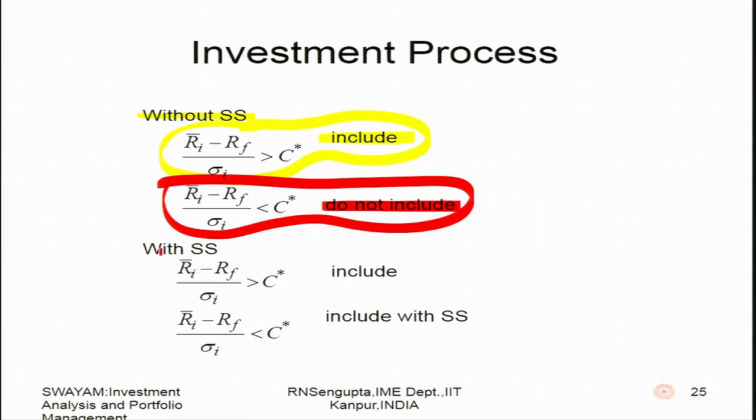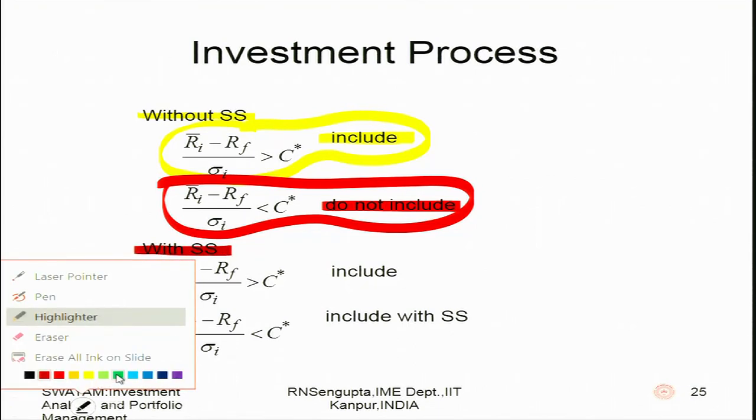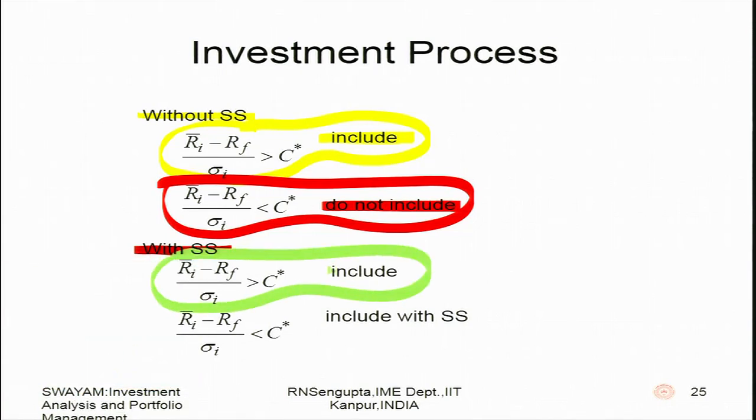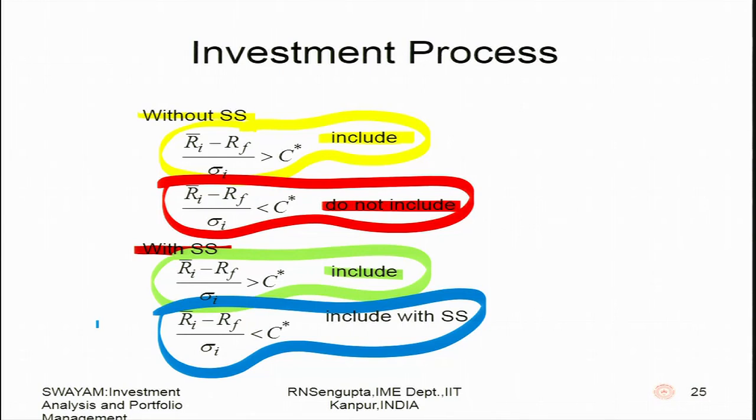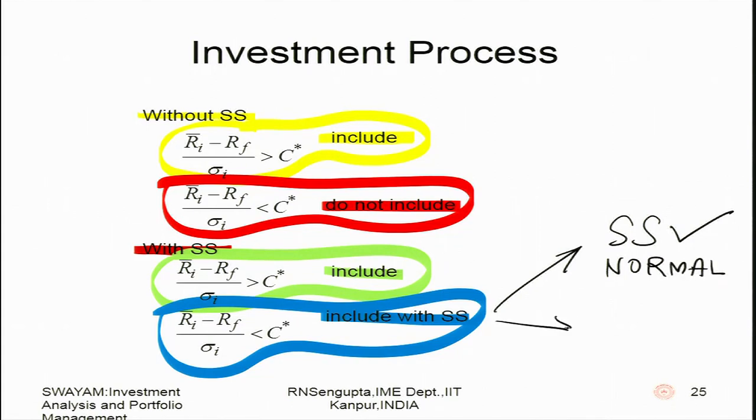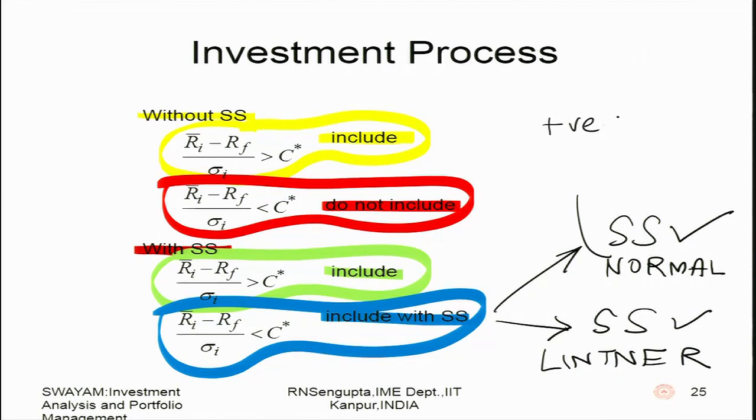In case short selling is there, you consider the excess return Ri minus Rf divided by sigma; if it is greater than C star, you include it, and when Ri minus Rf divided by sigma is less than C star, you also include it, but as a short selling position. So, to expand on that, the answer you are waiting for is yes, we will consider short selling. The same concept, the normal definition, applies, and if short selling is included you would use Lintner's definition. Here weights can be positive, weights can be negative, and the sum of the normalized weights adds up to 1.